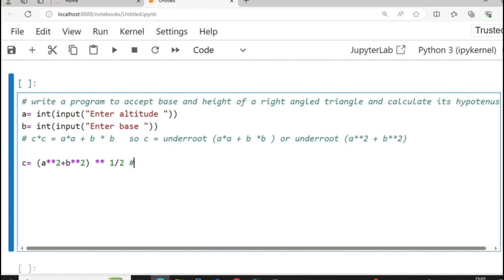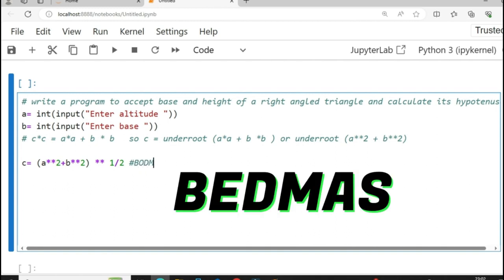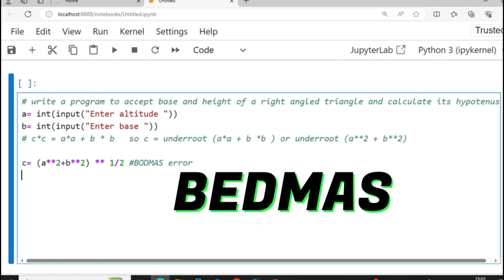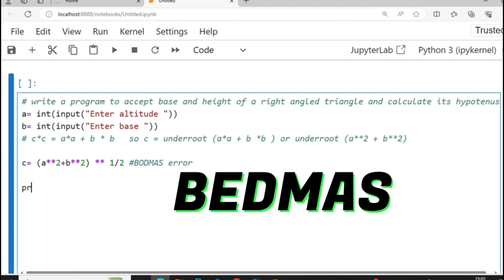But here I have made one mistake, and that mistake will come under logical error because I have ignored the concept of BODMAS here, or you can say that in computer we say BEDMAS, that is bracket, exponent, division, multiplication, addition and subtraction. So let's see the output in this case.